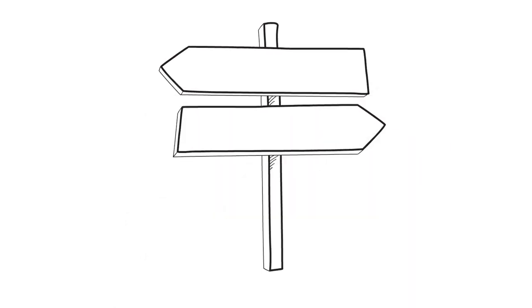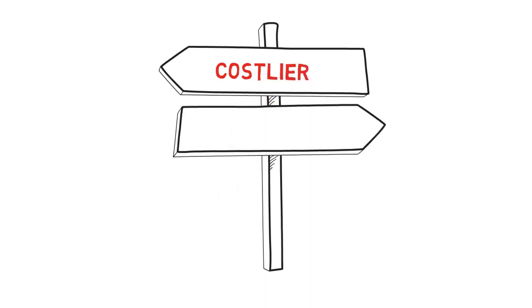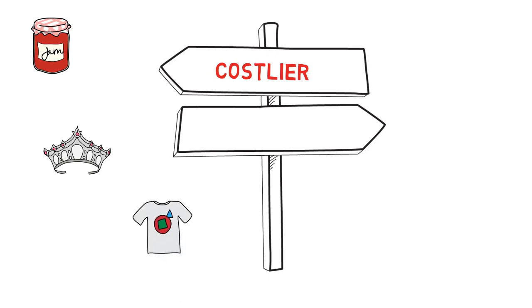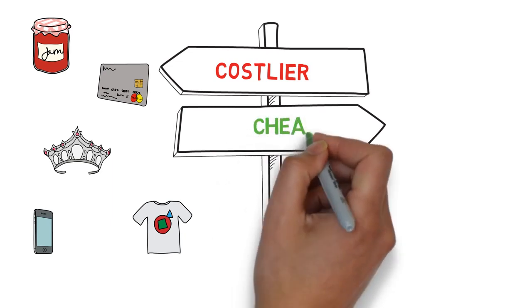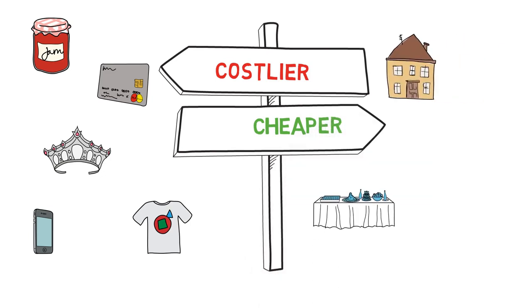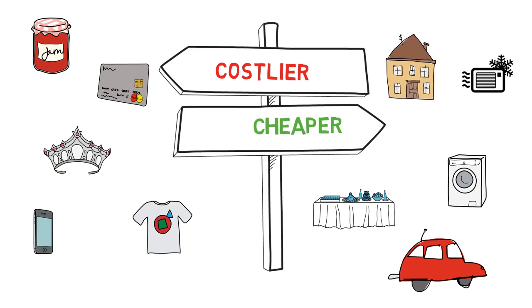So here are some items whose cost will increase: packaged food, jewelry, ready-made garments, mobile services, credit card services, etc. And there are some items whose cost will decrease after applying GST: home, restaurant, AC, washing machine, microwave oven, small cars, and less taxes on industries.